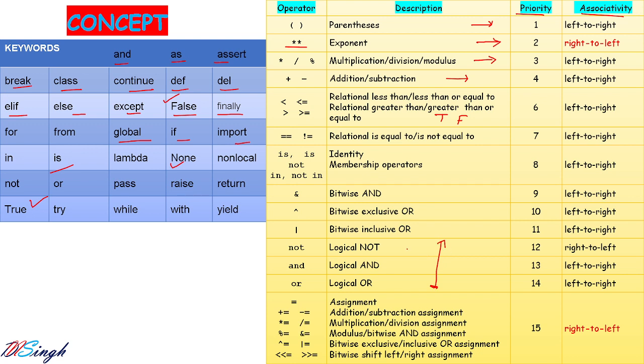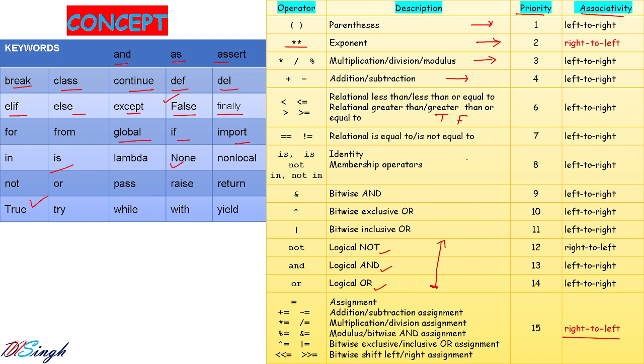Here you have the highest priority for not, then the priority of and, after that or. These logical operators have lower priority than the relational operators. At last we have the assignment operator, which again has associativity of right to left.